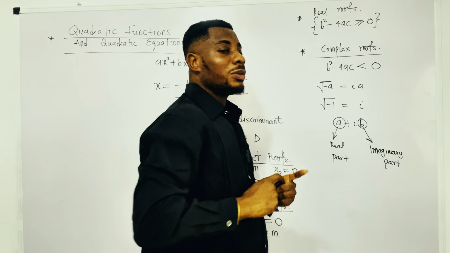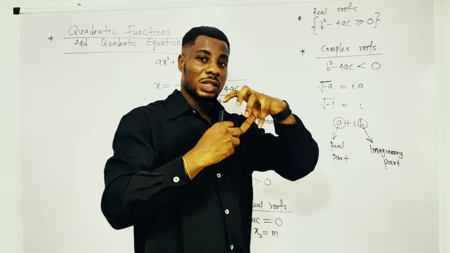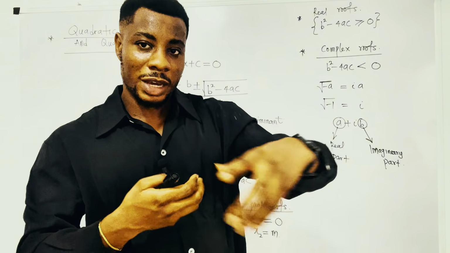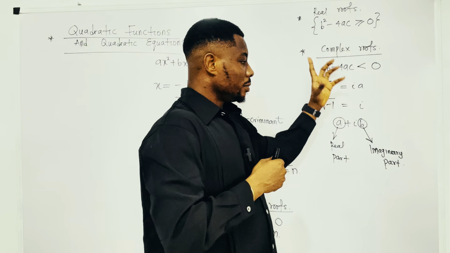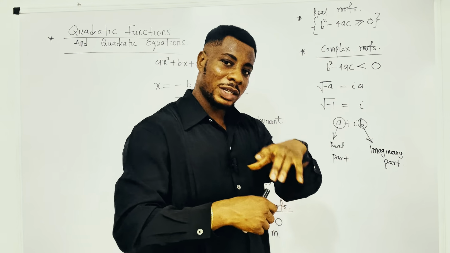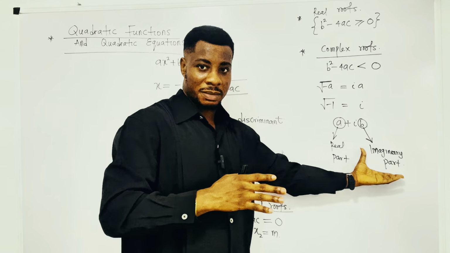So perhaps you would learn what we call complex numbers. First of all, a complex root is a root that is a complex number. Now, what is a complex number? A complex number is a number that contains two parts: the real part and the imaginary part.